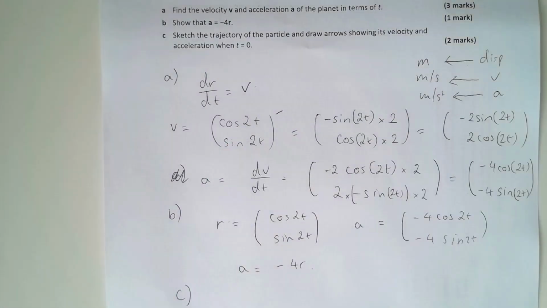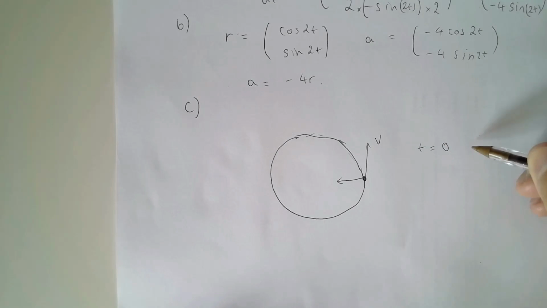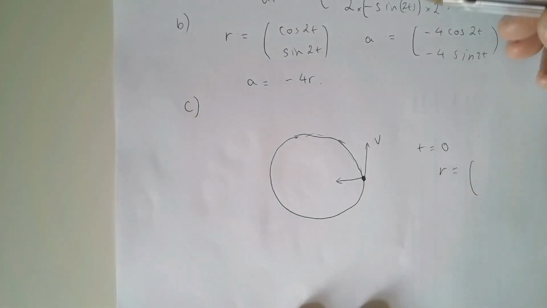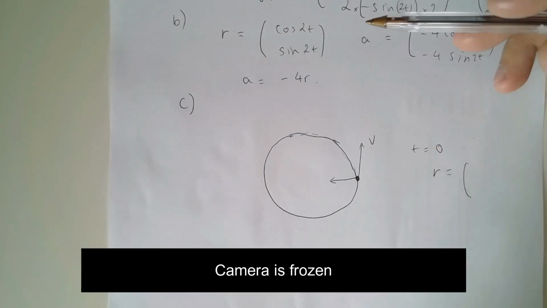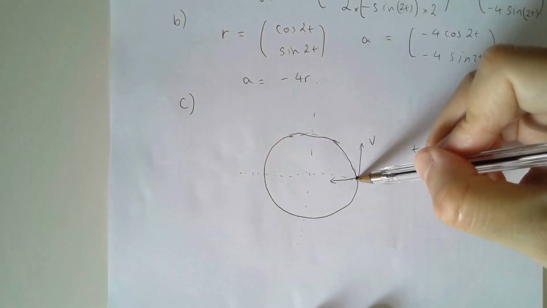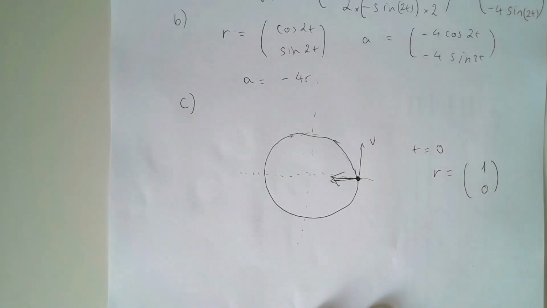Part C. Now r equals, when you substitute t equals 0 here, cos 0 equals 1 and sin 0 equals 0, so basically it is at the position here. Draw a loop. Here you are. That's it. So the position right here, y is equal to 1.